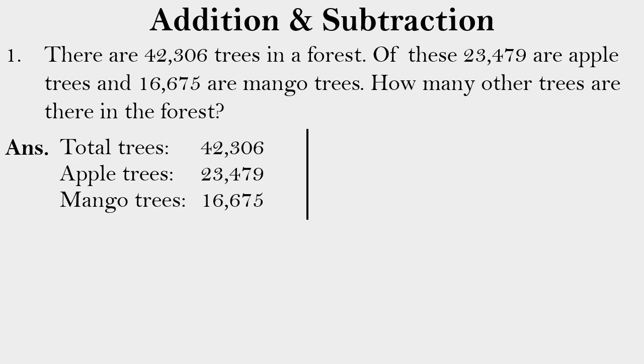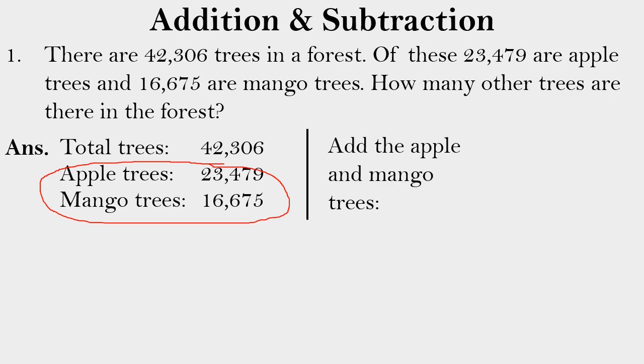So what we will do is, first we will calculate how many apple trees and mango trees there are. We'll get this total first. Okay, let's do that first. So we will add the apple and mango trees. Let's see, 23,479 plus 16,675 mango trees. Let's put our addition sign and let's go down to calculating how many trees there are.